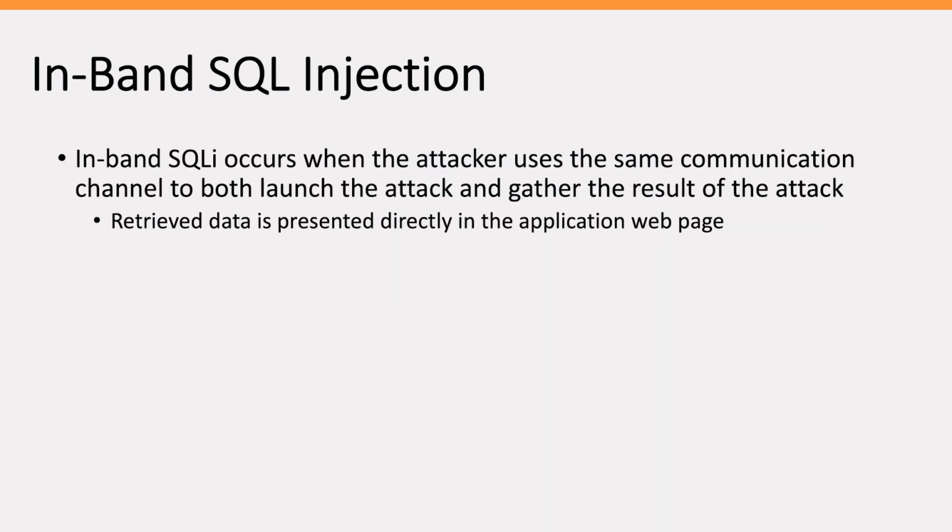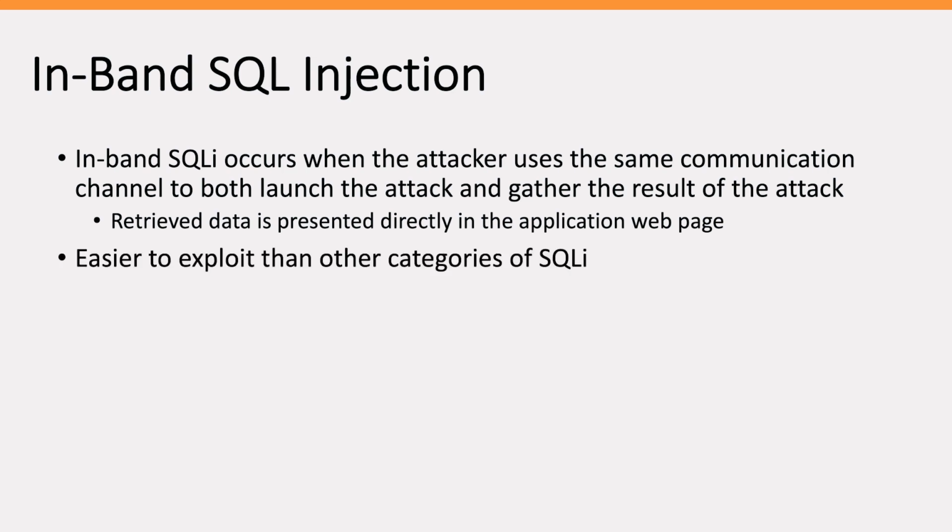We talked about in-band SQL injection vulnerabilities occurring when the attacker is able to use the same communication channel to both launch an attack and gather the results of an attack. So to put this in plain, simple English, if you exploit a SQL injection vulnerability by sending a SQL payload in one of the fields of an application, and then you see the result of your SQL payload presented directly to you in the application, then this falls under the category of in-band SQL injection.